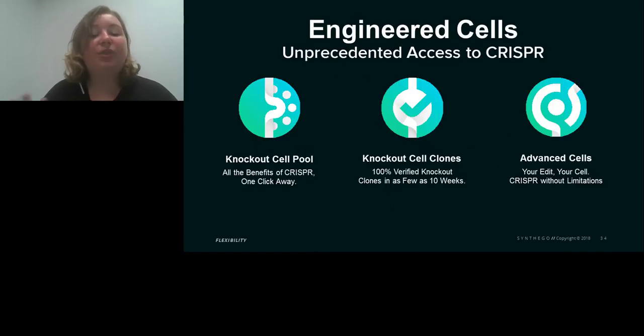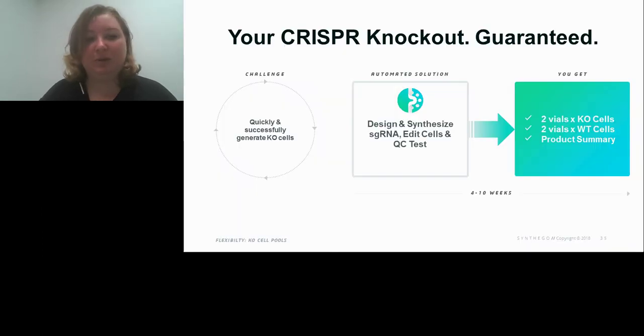And so we have 3 different product lines of engineered cells, the goal of which is to really provide unprecedented access to this fantastic CRISPR technology. The first is knockout cell pools, where we make a polyclonal population of cells for you, and I'll explain that in further detail. We can also take those to clonal. And then we have an advanced cell category, which includes knock-ins and other complicated editing experiments.